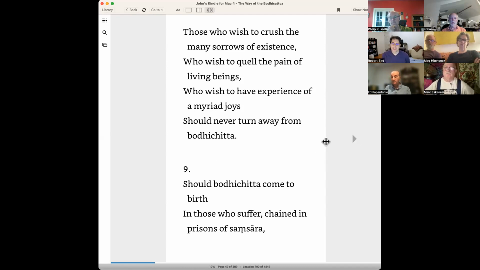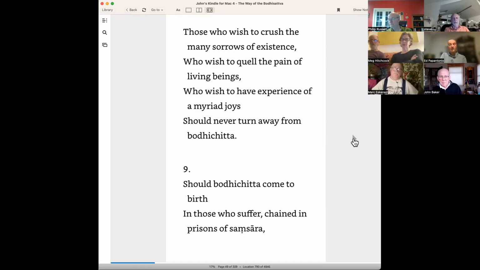Those who wish to crush the many sorrows of existence, who wish to quell the pain of living beings, who wish to have experience of a myriad joys, should never turn away from bodhicitta. I mean, this is our path. This is really what we have to do. If we wish to crush the many sorrows of our existence and quell the pain of our own lives and that of others, and experience the myriad joys of life, it's bodhicitta that enables that. Bodhicitta, awakened mind. Right?